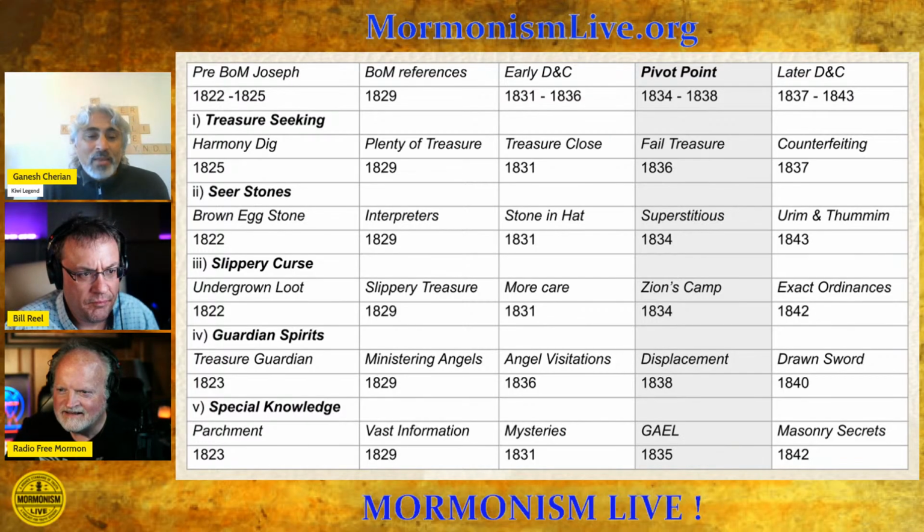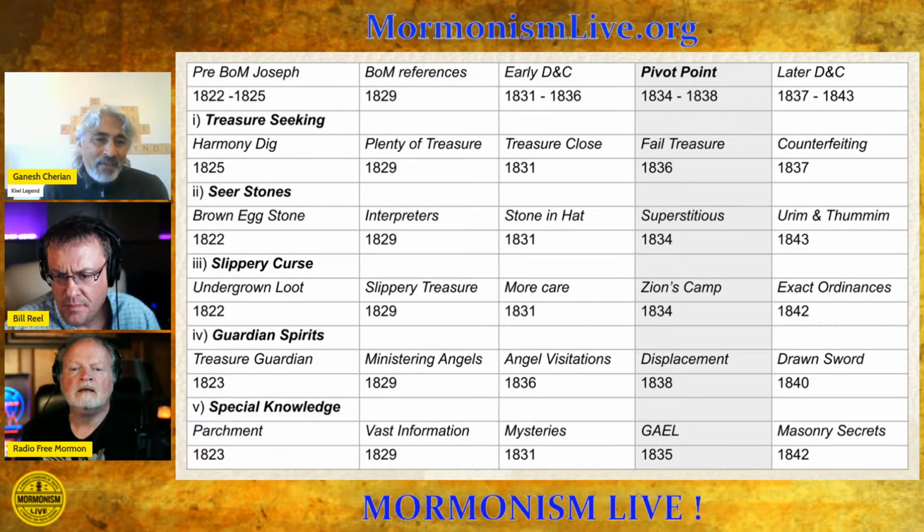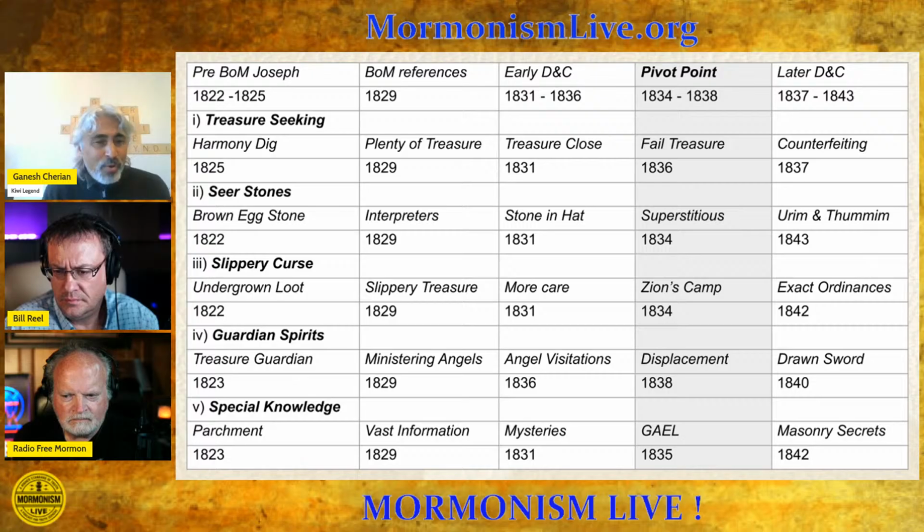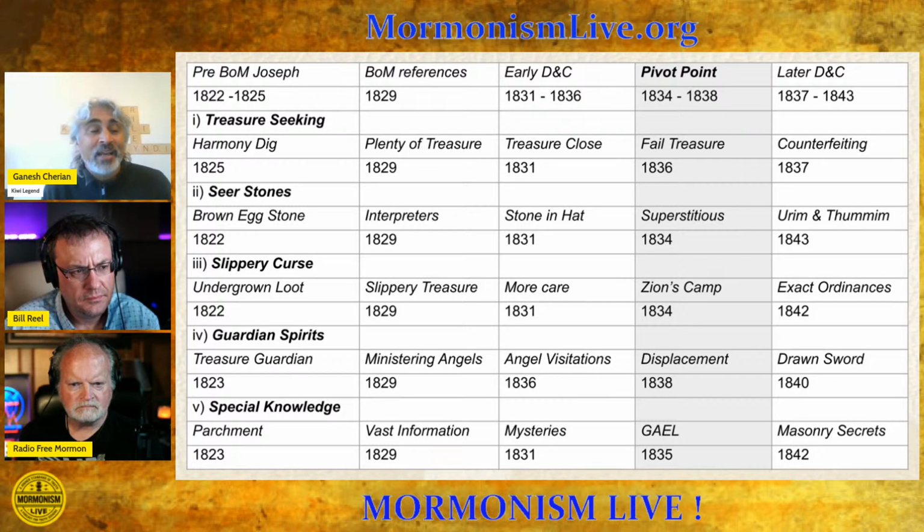Yeah. And so these are the 5 chapters I have on folk magic: treasure seeking, seer stones, slippery curse, guardian spirits, and special knowledge. And just like we looked at those other examples, they're tracking from pre-Book of Mormon Joseph, and what those references are in the Book of Mormon, how they're playing out in the early church, what pivot points we see. One of the big pivot points for treasure seeking, Doctrine and Covenants 111, is a treasure dig. Bill, you alluded to that earlier, where Joseph and Hiram and Sidney and Oliver go to Salem, Massachusetts to look for treasure. It's a treasure dig.